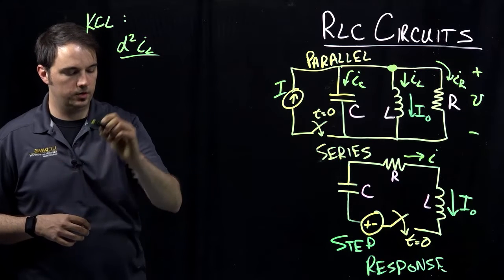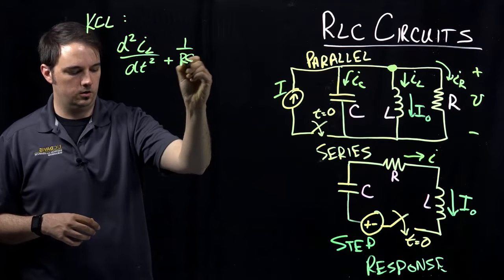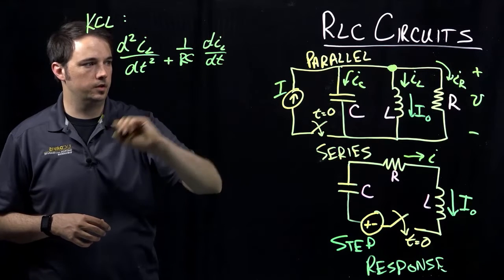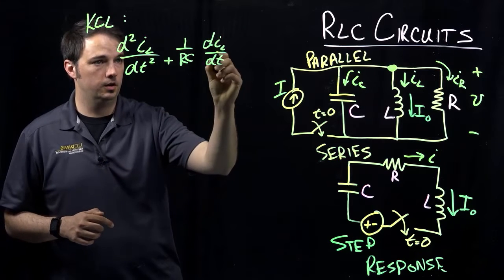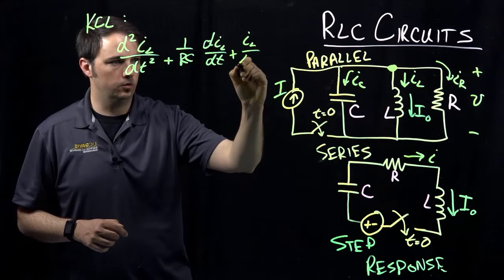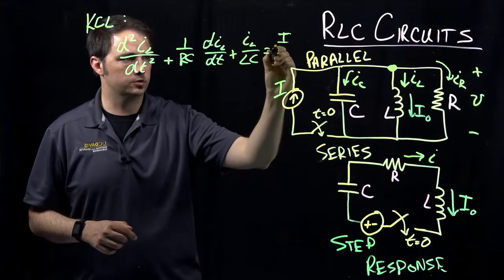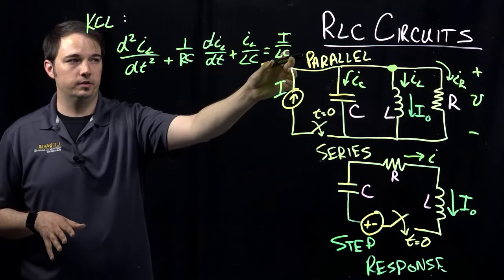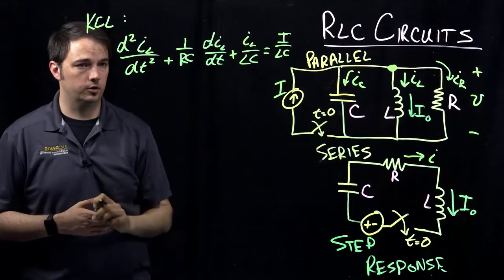We're doing d squared IL dt squared plus 1 over RC times the first derivative. And here we were specifically evaluating in terms of the current IL. So 1 over RC, and then plus IL over LC equals I, the current I from the source, over LC. So you see here that the form of this equation is more or less the same. The only difference is that I'm no longer equal to 0 on this side because I now have an actual current source in the mix.